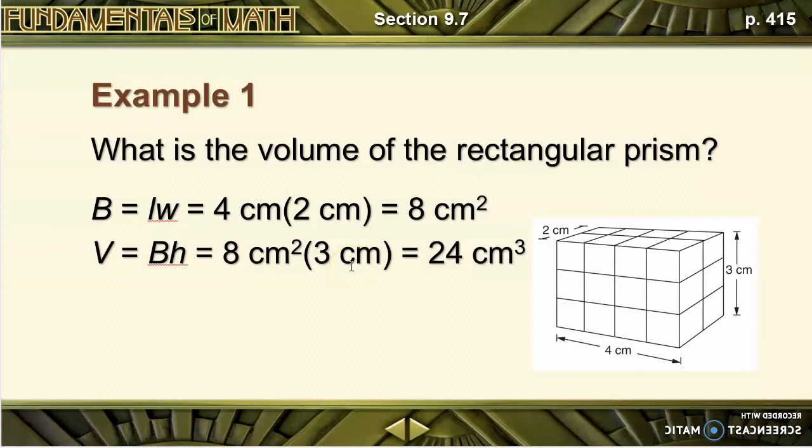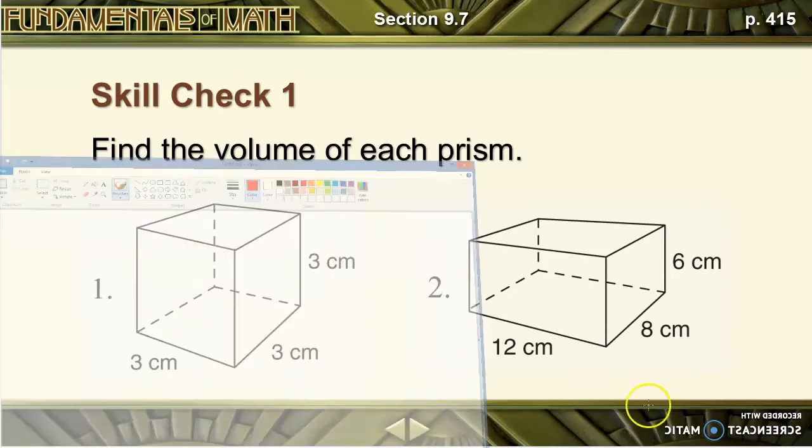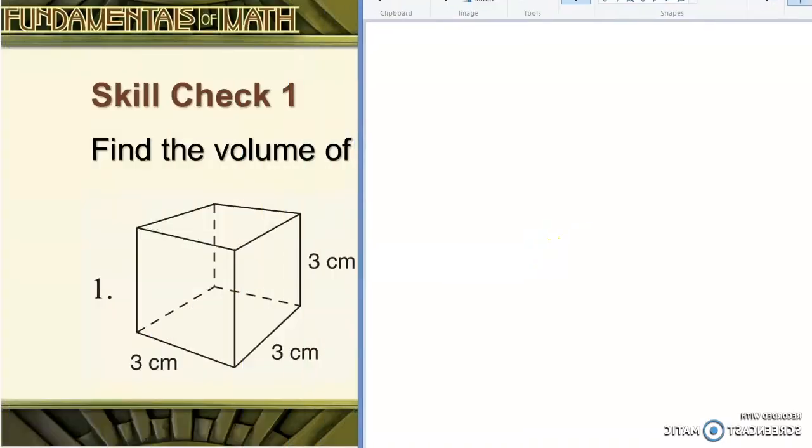All right, so what we need to be able to do is find the area of the base, which is always going to be length times width, and lastly, we're just going to multiply by the height. So let's go ahead and try the skill check 1. Find the volume of each prism. So let's go ahead and do this.